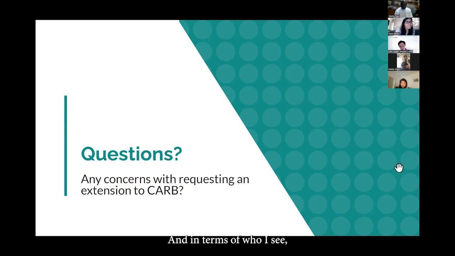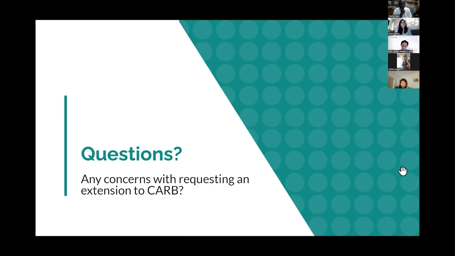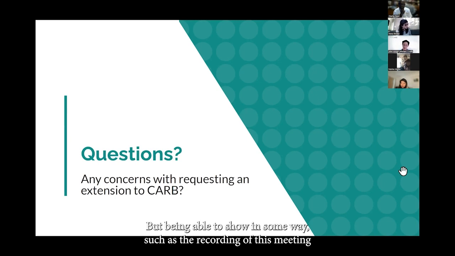And in terms of who, I see the note in the chat, in terms of who is responsible for sending the letter, the letter should be sent after year 1. We're flexible on that. So soon, no deadline on the letter, and it would be coming from the Air District, but being able to show in some way, such as the recording of this meeting, that folks don't have concerns and are thumbs up with the timeline.